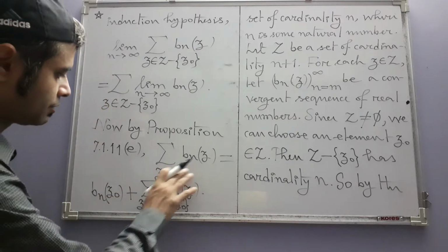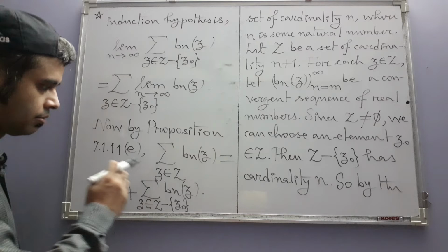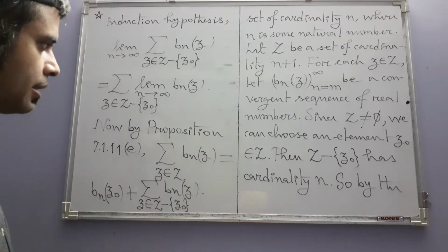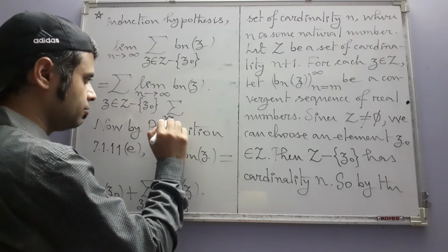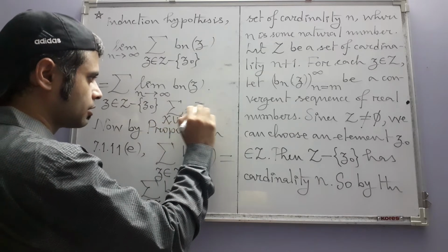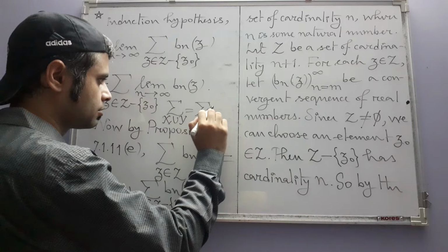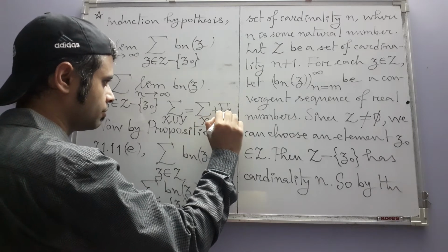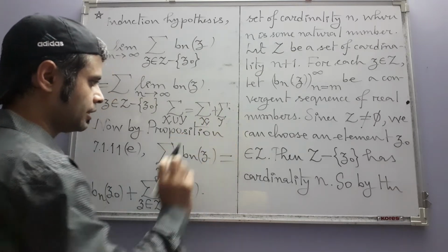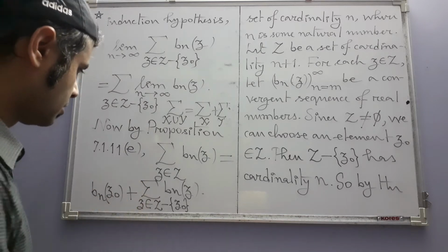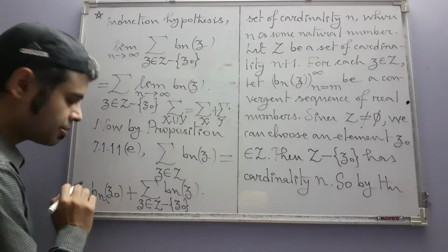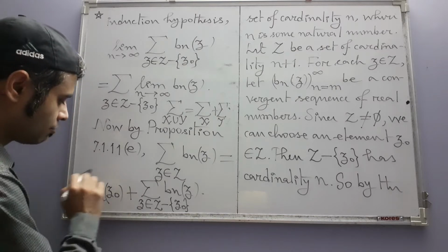You understand what we have used here, writing a sum, it's that thing, no? Summation over x union y is equal to summation over x plus summation over y, where x and y are disjoint sets. And here this is also a sum. This after all is the value of a sum.